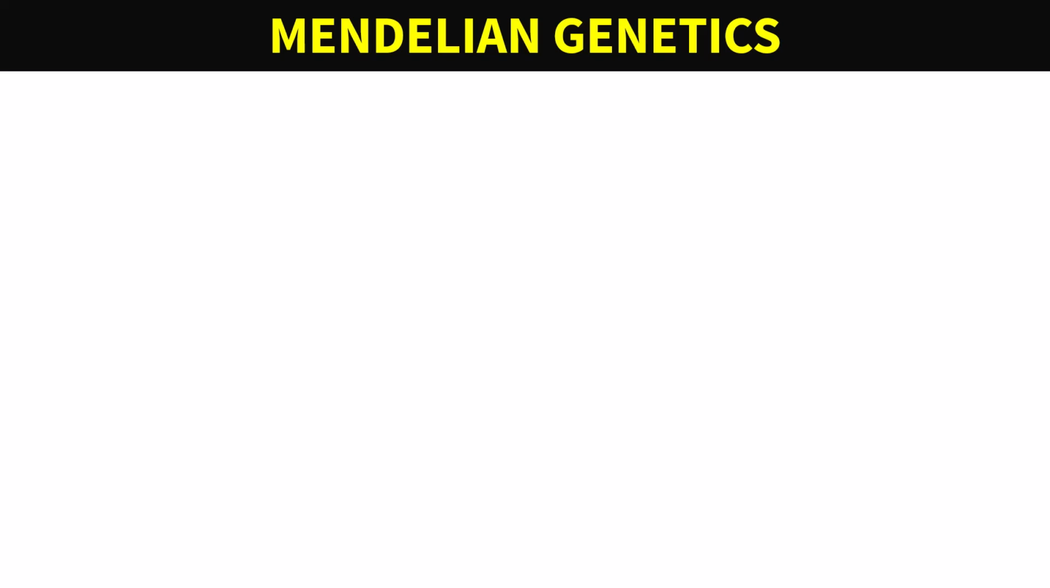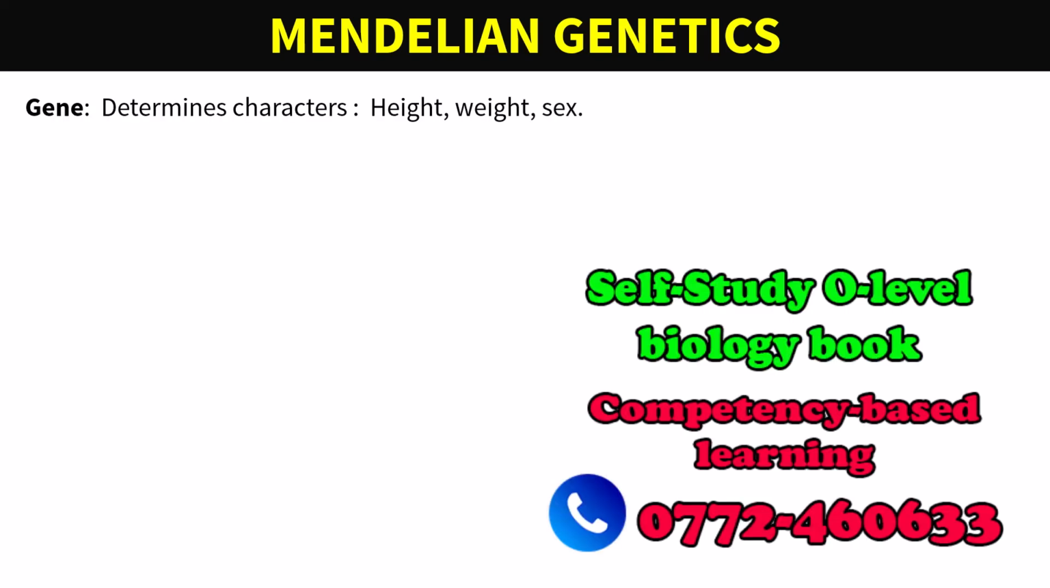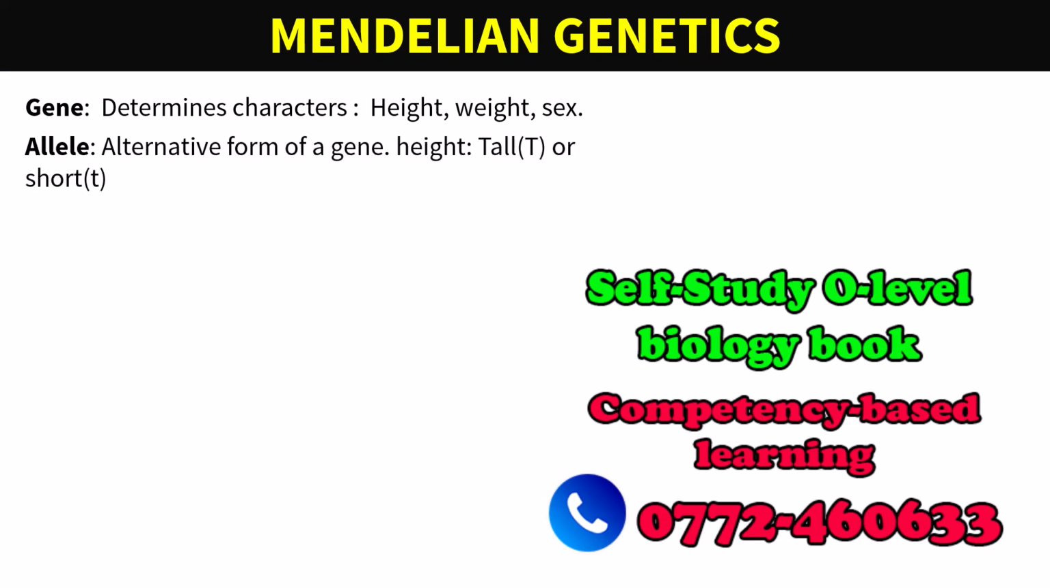Diving into some terms. Gene, a segment of DNA that codes for particular characteristics. Examples of characters are height, weight, and sex. Allele, a variant or alternative form of a gene that exists at a specific locus on a chromosome. For example, height has 2 alleles, for tallness and shortness. Capital T, this is tall. Capital T with small t, this is also tall in physical appearance. The capital T, dominant, masks the small t, recessive.